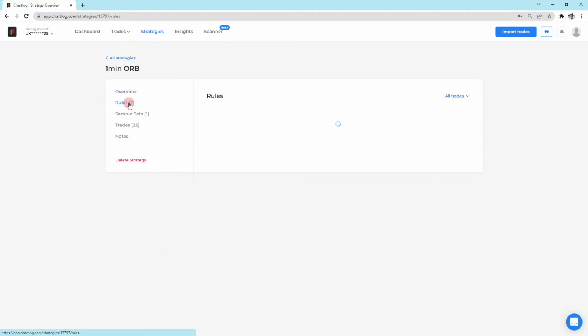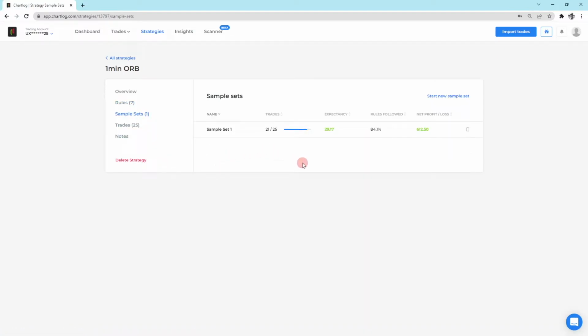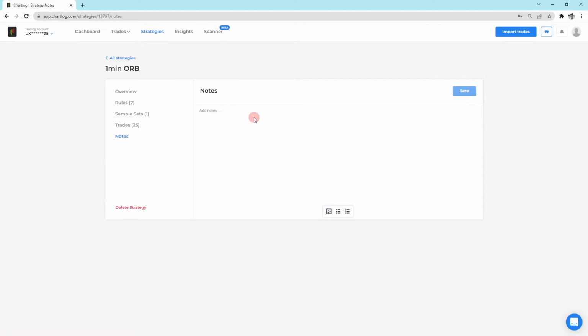You can also go to rules and see how well you followed which rule. For example, we had the rule that the price needs to be close to VWAP, and we followed it in 20 out of the 25 trades. Under sample sets, you will see your sample sets and how they evolve over time. In this case, we only have one so far. And under trades, you will see every trade taken with the amount of rules followed and the net profit loss with the 1 minute op strategy. And then finally, you can take notes for this strategy.